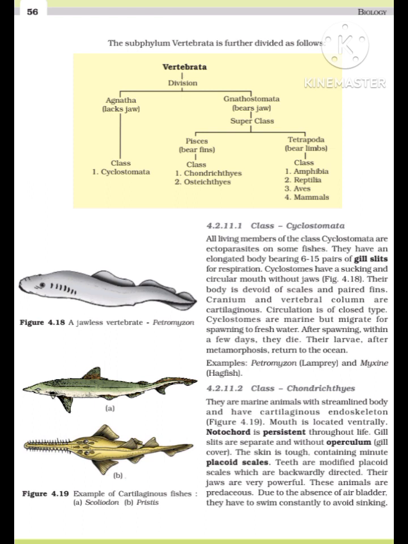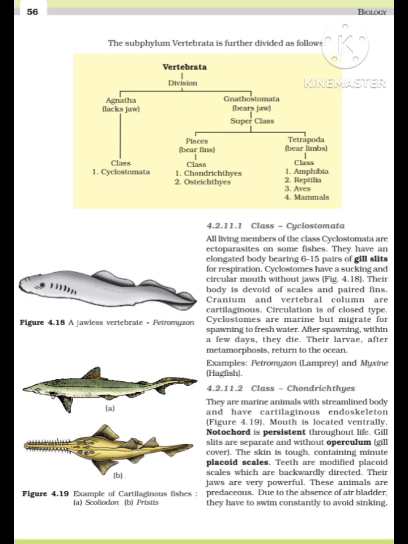Figure 4.19 Examples of cartilaginous fishes: A. Scoliodon, B. Pristis. Class Chondrichthyes. They are marine animals with streamlined body and have cartilaginous endoskeleton. Mouth is located ventrally. Notochord is persistent throughout life. Gill slits are separate and without operculum, gill cover.